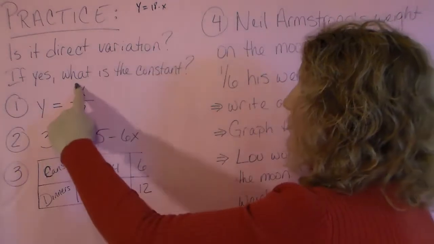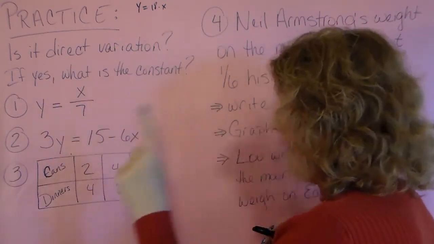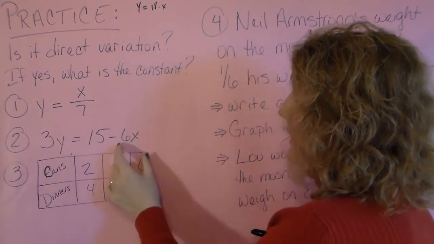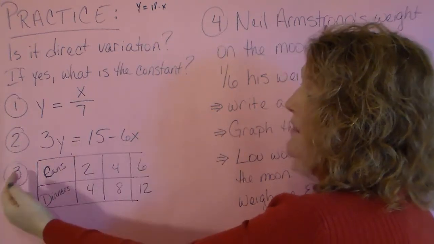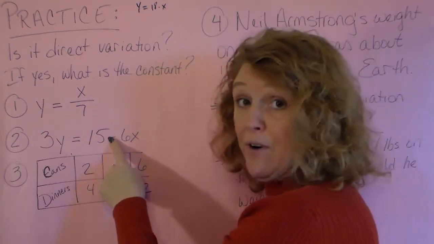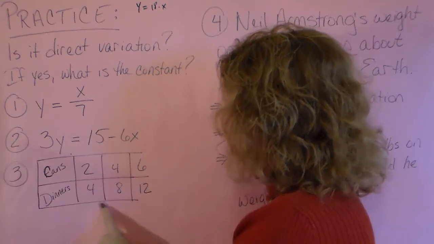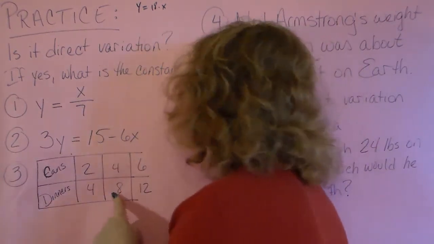So you've got y equals x over 7, which is really 1/7 x, remember that. You've got 3y equals 15 minus 6x. Switch these around, take the negative sign with you, and then divide everything by 3 and tell me if this is a direct variation or not, and if it is, what's the constant? And then do this, and tell me if this is a direct variation or not.